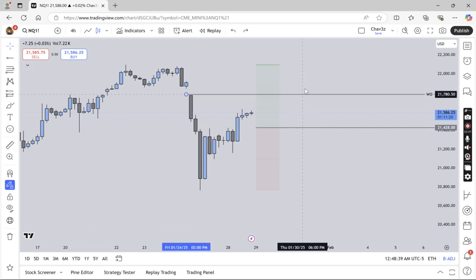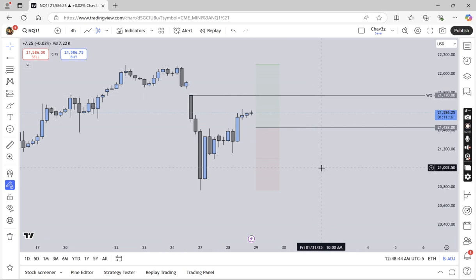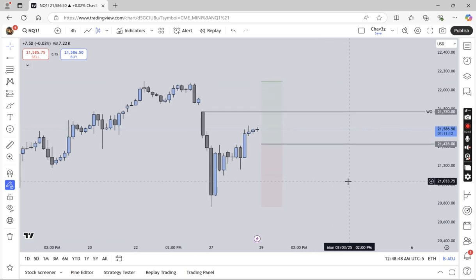And then the weekly open is not a target. It's just a level that I'm going to have on my screen, just because it's a very important open, a very important level. Like I said, we looked at the chart and it's the biggest wick ever on the weekly candle.